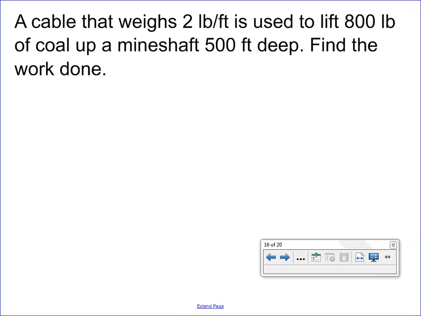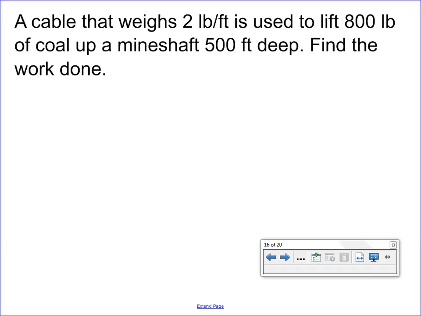So can everybody picture what's going on here? We've got a cable that's lifting a quantity of coal up a mine shaft. 800 pounds of coal need to be lifted, but the cable itself has mass and requires force to lift. So let's break this up into pieces. Which part of this requires a constant force to be exerted over the course of the 500-foot distance? Is anything constant here? The coal. The coal's mass is not changing, so the force required to lift the coal only is a constant force.